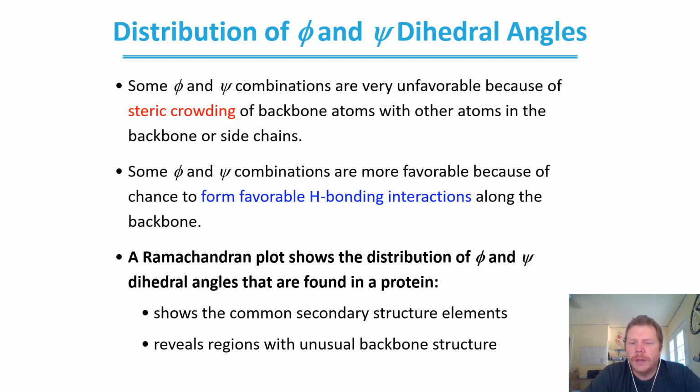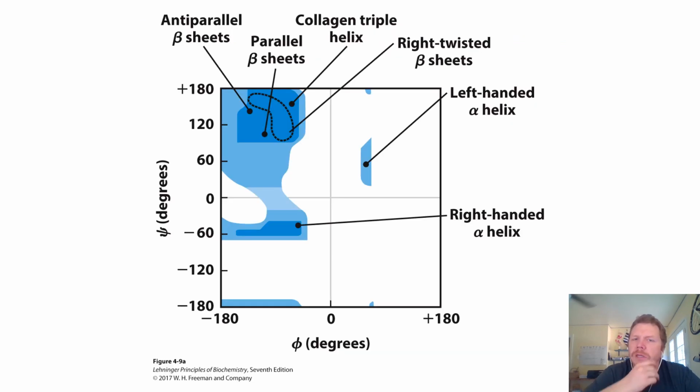So there is a visual for that known as a Ramachandran plot. That shows the distribution of phi and psi dihedral angles that are found in a protein. Now, this shows the common secondary structural elements that ultimately are produced and reveals regions of unusual backbone structure. So if we look at this display right here, this is a Ramachandran plot.